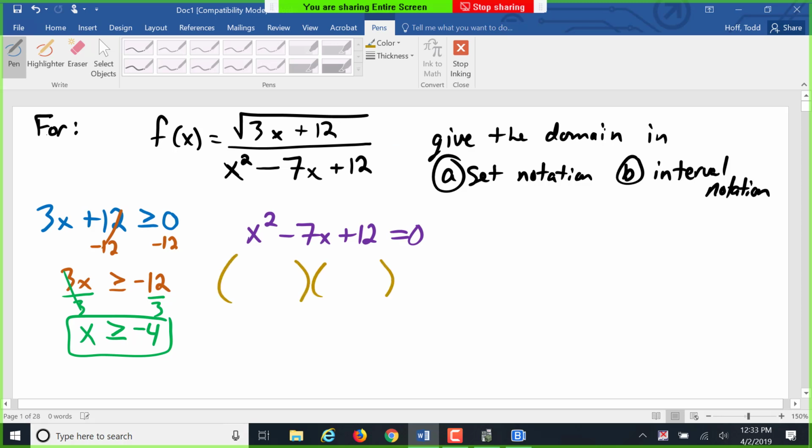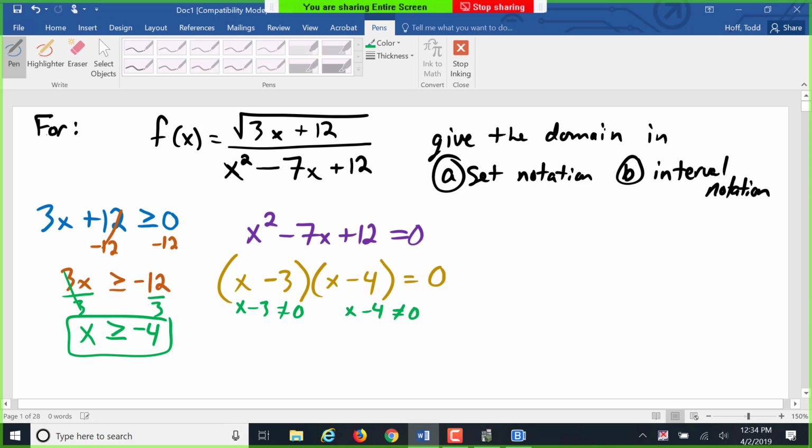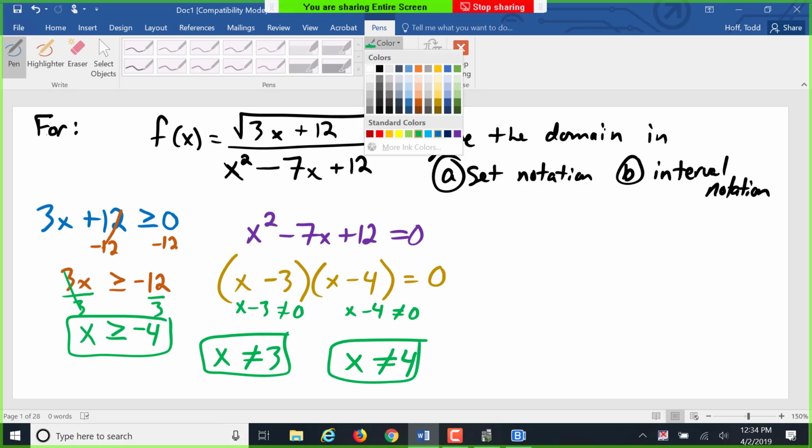And we're going to factor. So this is going to be just x minus 3 and x minus 4. And I'm going to skip some algebra here, but x minus 3 can't equal 0. x minus 4 can't equal 0. So that means x cannot equal 3, and x cannot equal positive 4. Any questions on that so far?